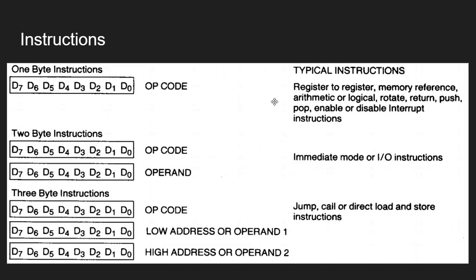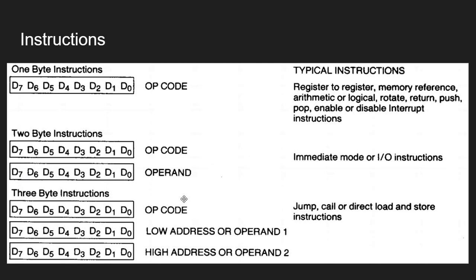This is an extract from the datasheet. So it shows here: 1-byte instructions contain an opcode. This is the actual instruction to be executed. 2-byte instructions contain an opcode in the first byte and then an operand. We have here examples like immediate mode or I/O instructions.